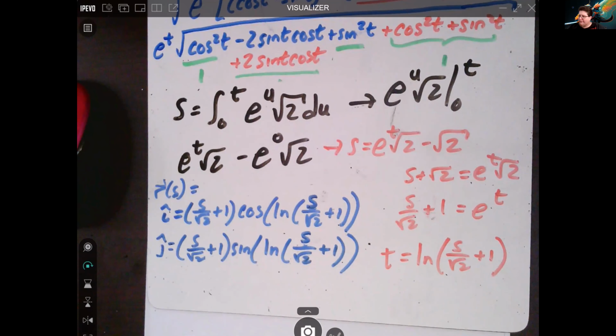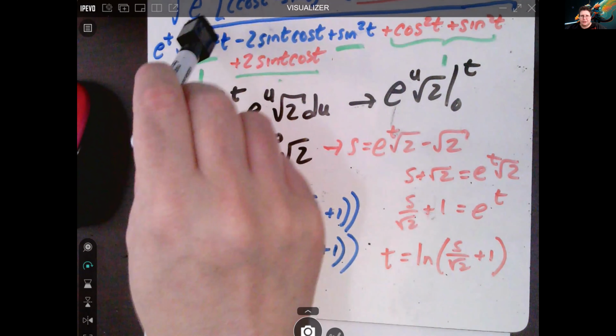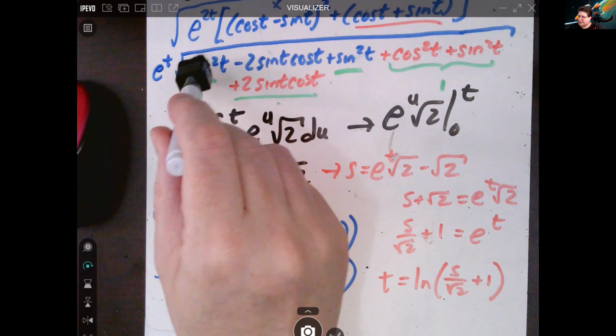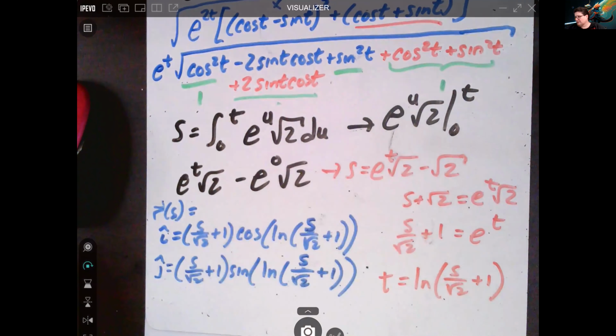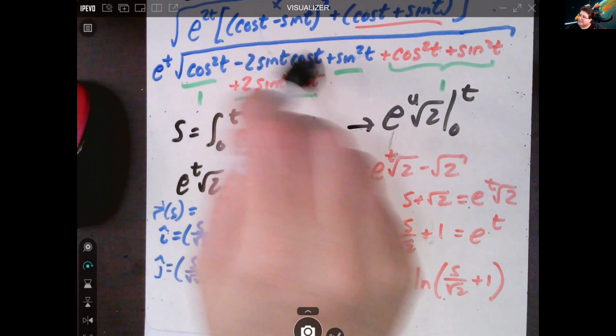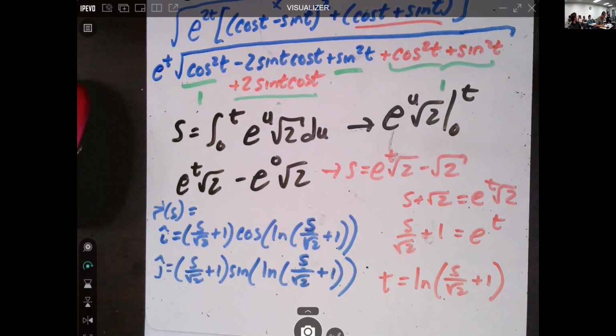Right. If I were doing the test, I would probably have shortened this section. Well, I don't know. You kind of want to show where you get your work from. Yeah. But to save space, I would have said sine 2t right here. Just because I'm a slacker like that.